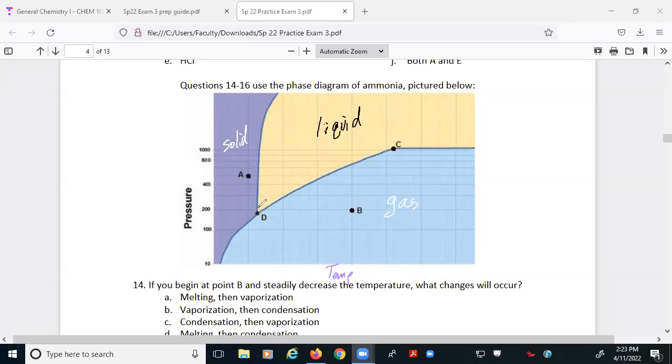But these points in the middle, D and C, are actually special points in and of themselves. If you look at D, you can see D is at the interface of all 3 phases. It is directly on the boundary between solid and liquid, and solid and gas, and liquid and gas. For that reason, letter D is referred to as the triple point. That is where all 3 phases of matter exist at the same time.